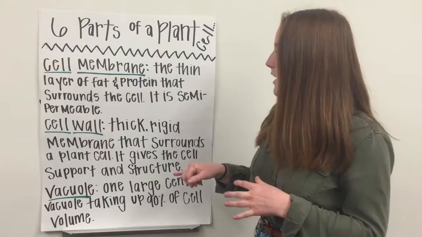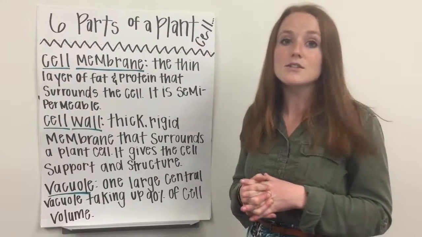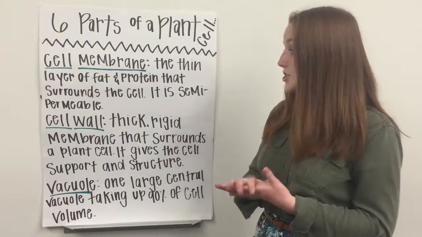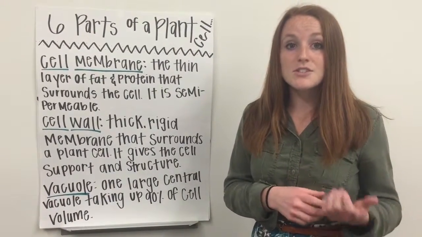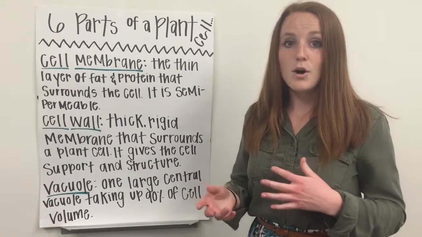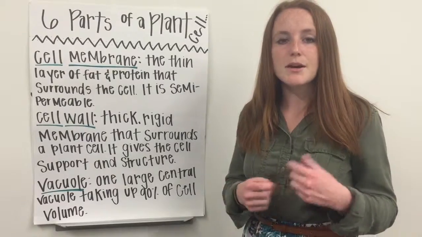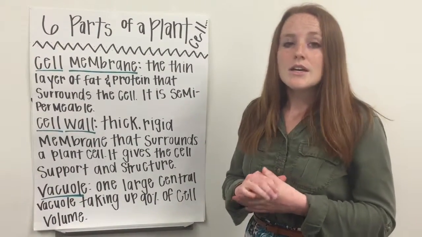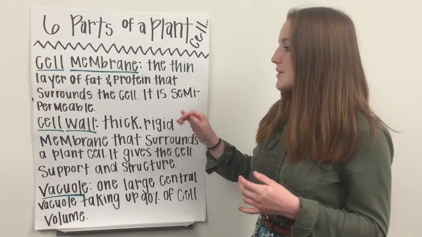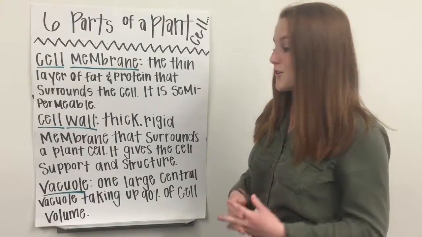Moving forward to the cell wall, which is a thick, rigid membrane that surrounds a plant cell. It gives the cell support and structure, which is awesome. And what's actually interesting is the animal cell does not have a cell wall, but the plant cell does. This is also a good time to look at that plant diagram that I put in your My Cell booklet and check out what the cell membrane looks like and the cell wall and the other parts of the plant cell we're going to be going over.